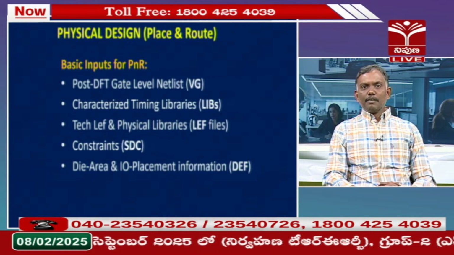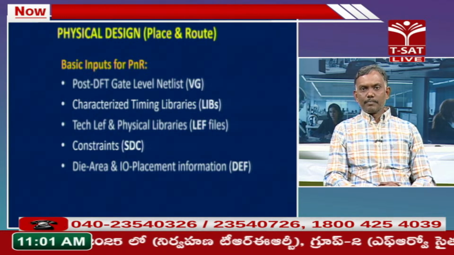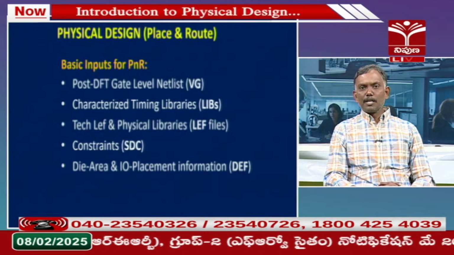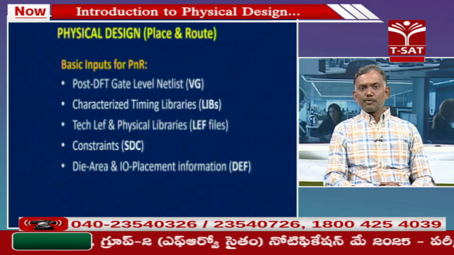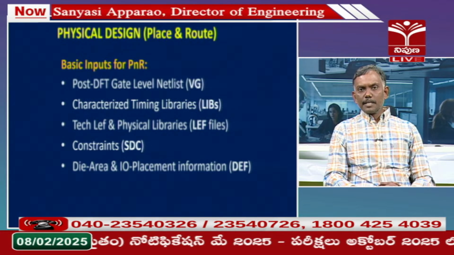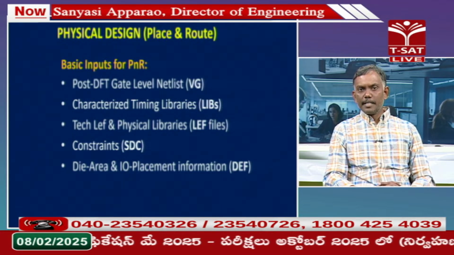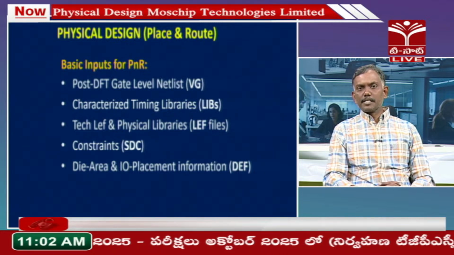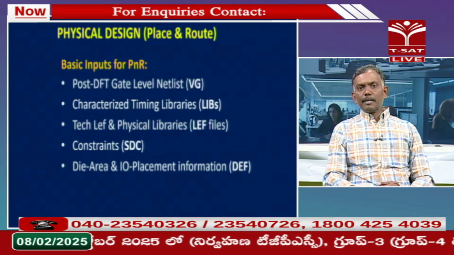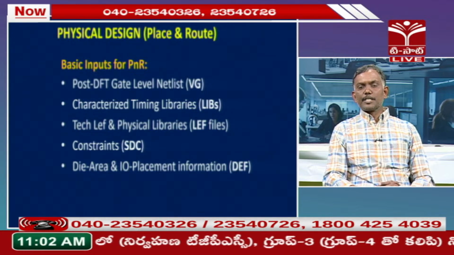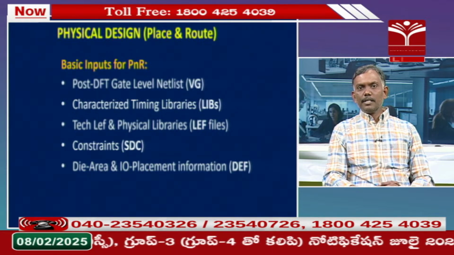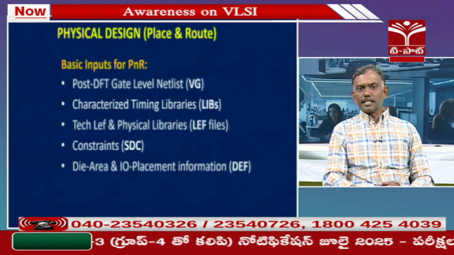Basic inputs for any PNR, place and route. One is the post DFT gate level netlist coming from the logic synthesis team, and next is the timing libraries, let us say the slow corner timing library which is used as a part of logic synthesis, that is also an input. And the constraint file, whatever constraints we used as a part of logic synthesis, that constraint file is also one input. These three are coming from the synthesis team.